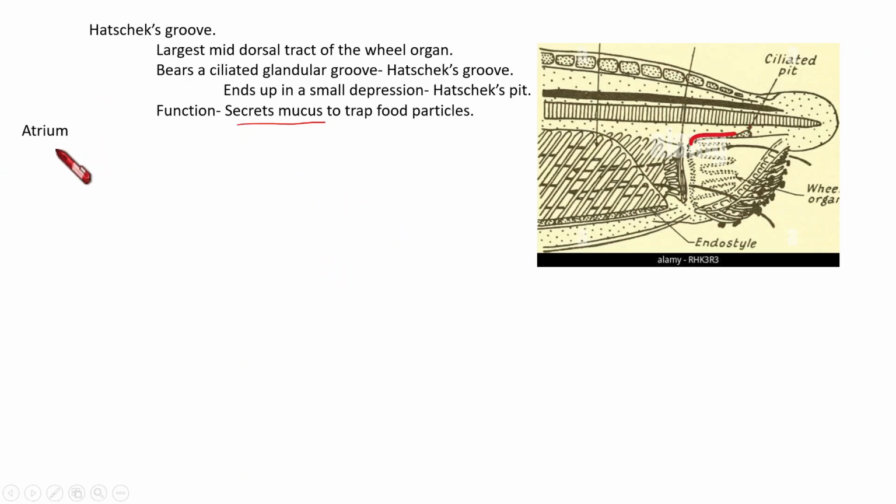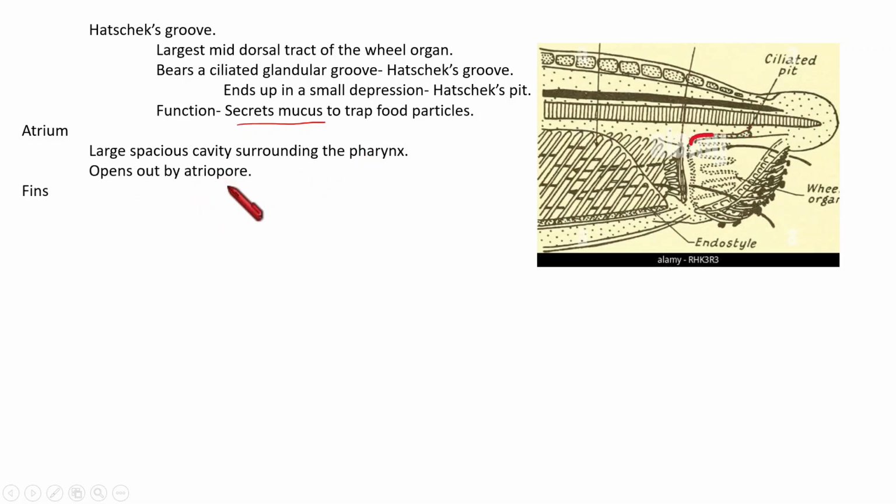Next, atrium. Many times I have already told you about this cavity. It is the cavity seen around the pharynx. It is formed from the ectoderm. It is lined by ectoderm. It is a large spacious cavity surrounding the pharynx, and it opens out by the atriopore. That's all about the atrium.